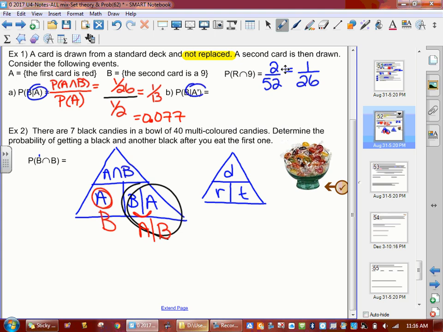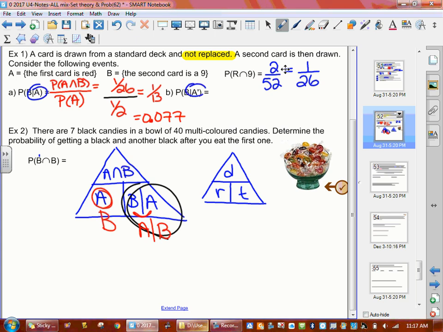So, B after everything that's not A. Well, after everything that's not A, what would they mean by that? Right, exactly, because A is red, so everything that's not red is black. So that means we want the probability of B, a 9, after we picked all the black ones.